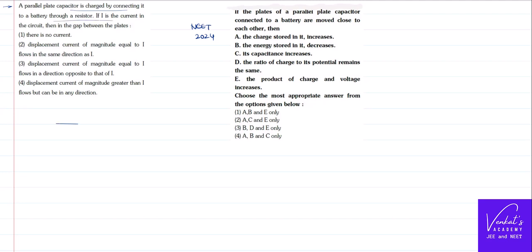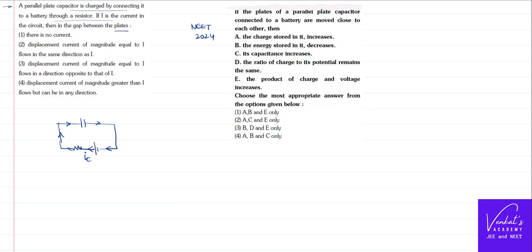So he is saying that there is a capacitor and then a resistor, and of course there is a battery. So from here a conduction current will start, it will go through the resistor and then it will further go towards the capacitor and it is supposed to come back. If I is the current in the circuit, what happens between the gaps of the plates?